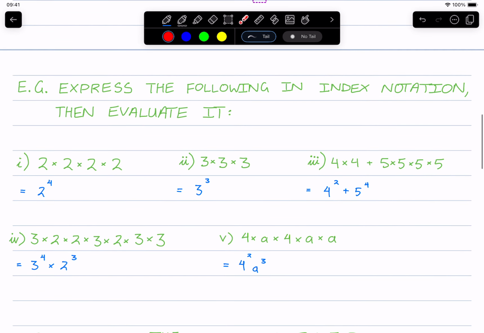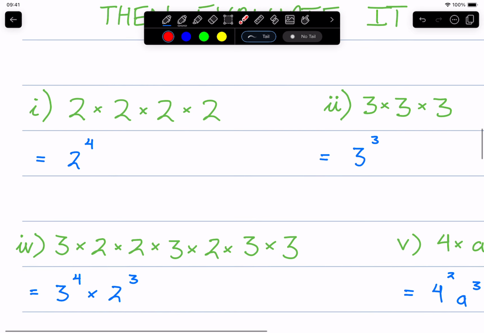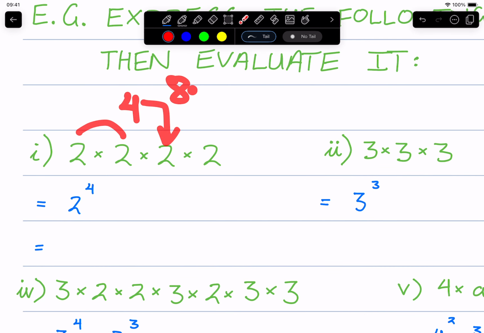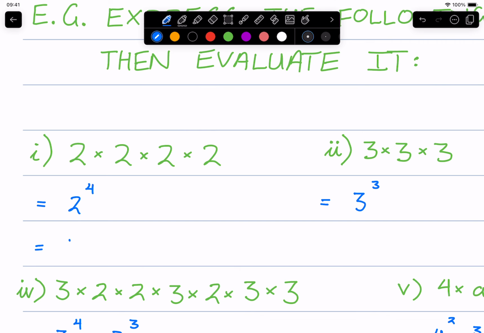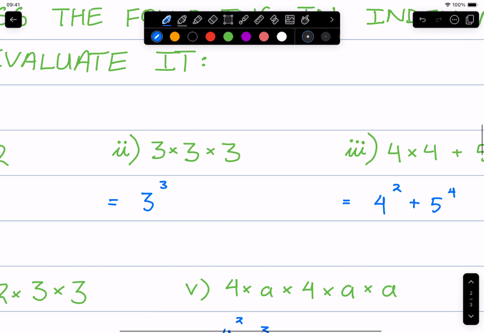Now, now that we've written them in index notation, let's evaluate them. Okay, so for this, here's just a nice way of evaluating these numbers. So 2 times 2 is 4. 4 times 2 will give us 8. And then 8 times 2 will give us 16. So 2 to the power of 4 is 16. Let's keep going with this one.